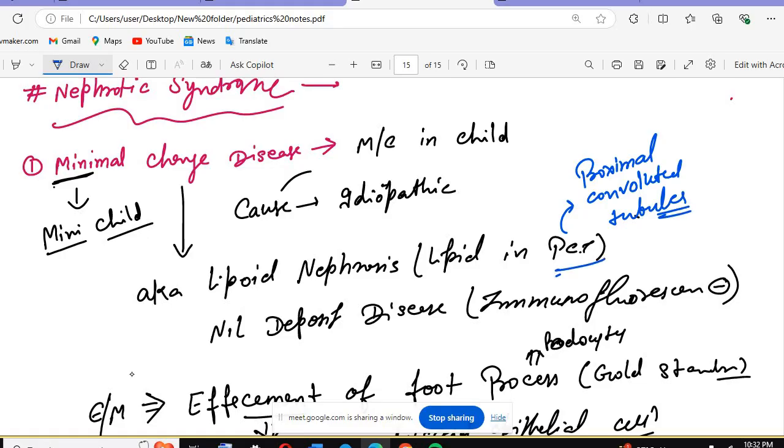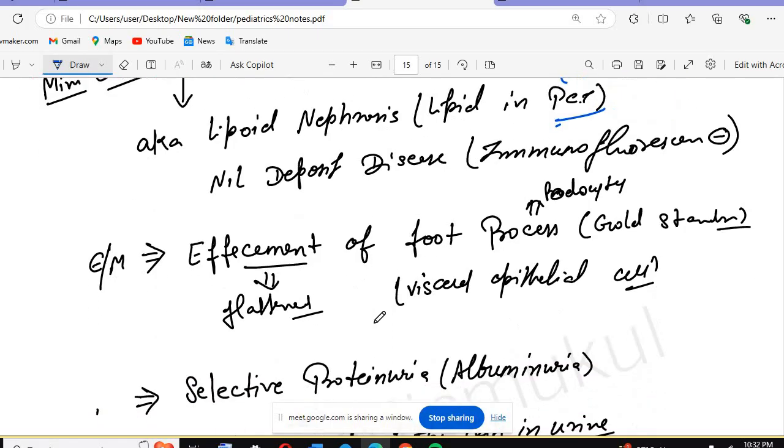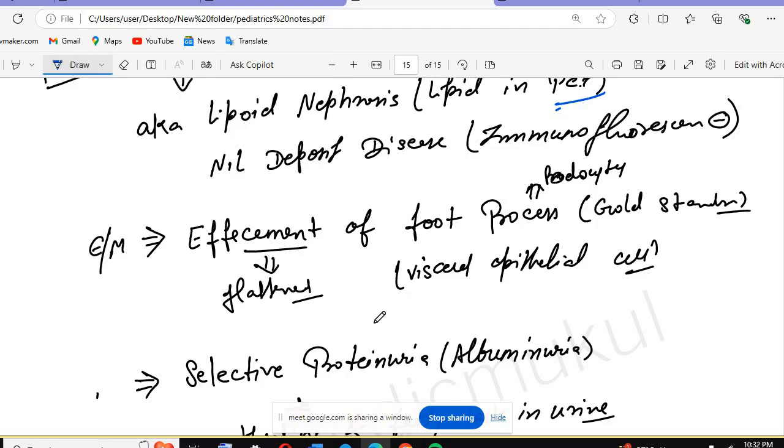If you are confused with any short forms, just let me know. Also known as lipoid nephrosis, it is a nil deposit disease, because on immunofluorescence there are no findings. That's why we call it nil deposit disease. On electron microscopy, you see effacement of the foot processes. Effacement means flattening of the foot processes, which are the podocytes.